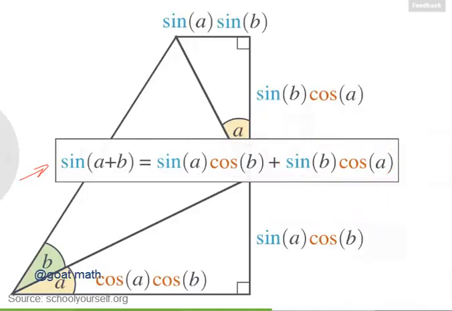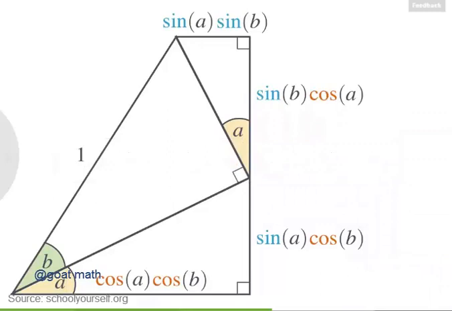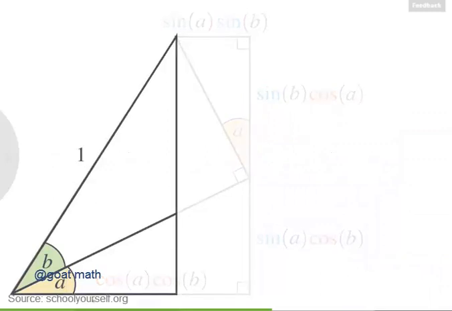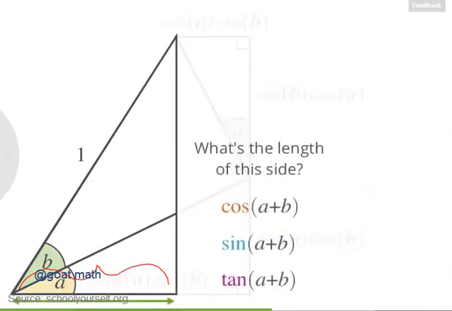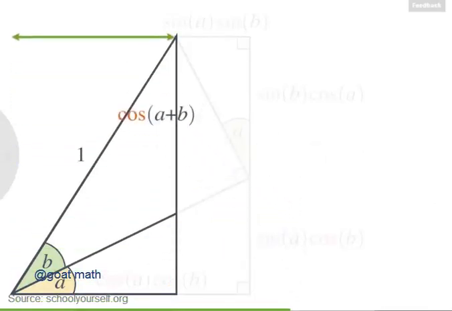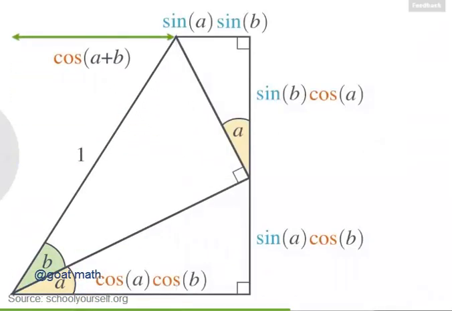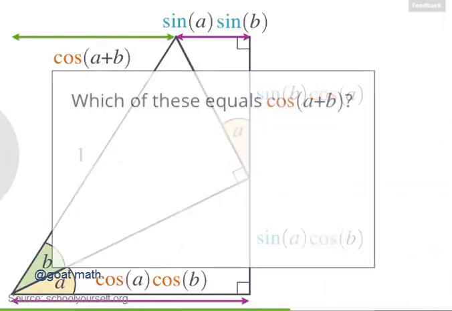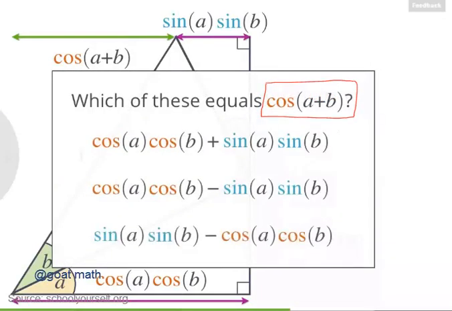This formula is true for any angles A and B, even for angles that are larger than 90 degrees or negative. Let's go back to our other right triangle. What's the length of this side on the bottom? Okay, so this length here is equal to the cosine of A plus B. It looks like it might be related to this length up here and this length down here. So let's find the next identity. What's the cosine of A plus B in terms of the sines and cosines of A and B?